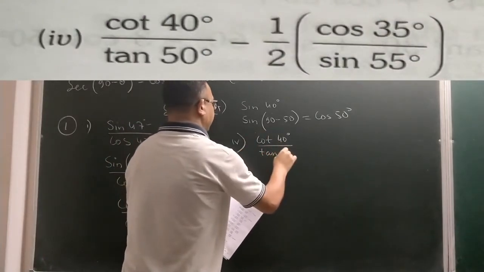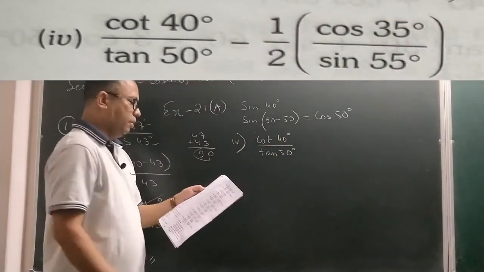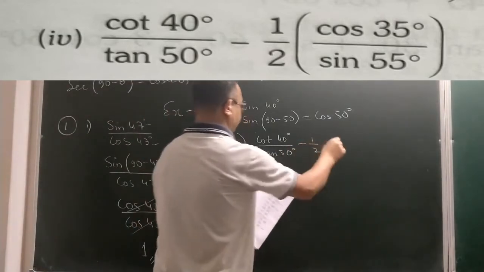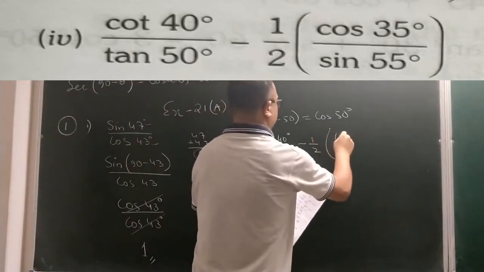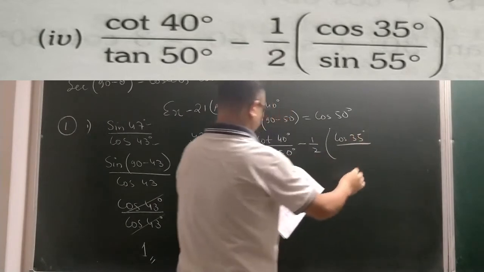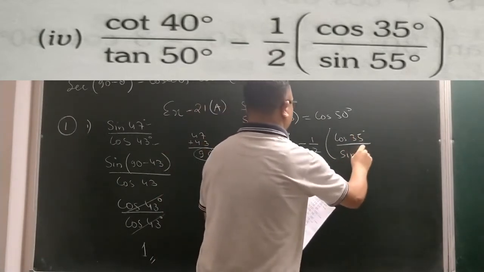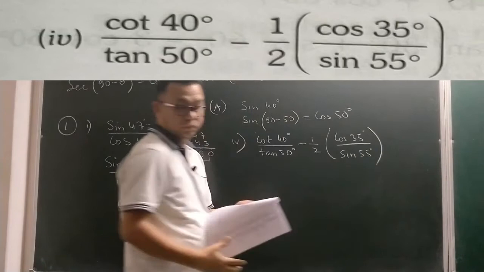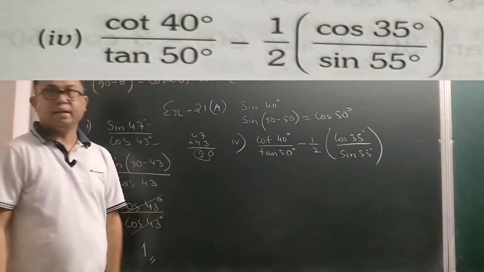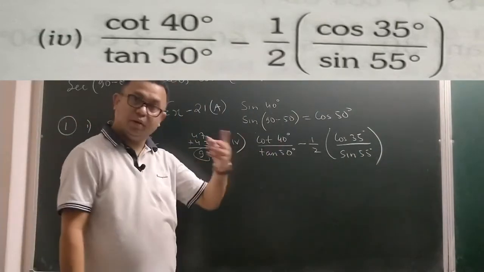Tan 50 degree minus half, then cos 35, then over sin 55. Now I am going to check whether angles are complementary. You can see 40 and 50, yeah, they are complementary.